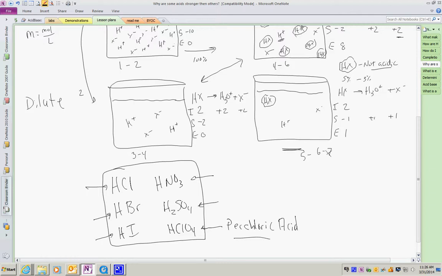An example of one that is not strong, okay, would be weak, meaning it's not going to go 100% to products, would be HF, again, aq, that's hydrofluoric acid, not a strong acid. H3PO4, that's phosphoric acid, pretty common. One of the few edible acids. Or let's say HC2H3O2, this is an organic acid called acetic acid, or vinegar, also not a strong acid.